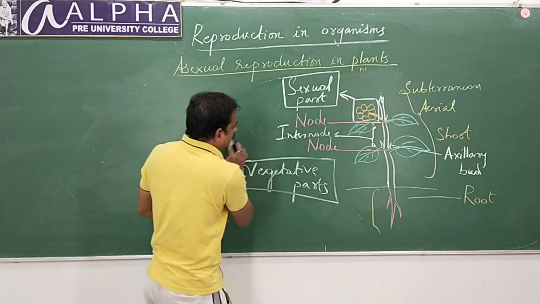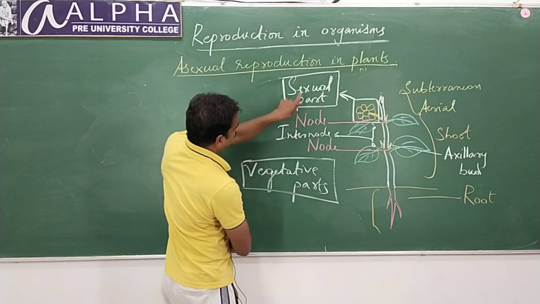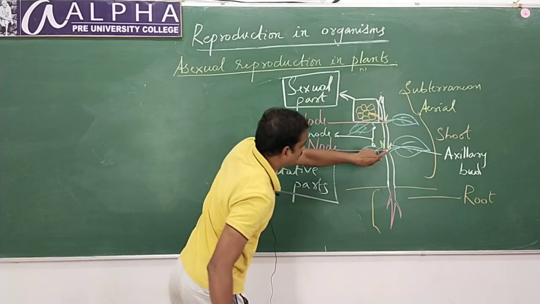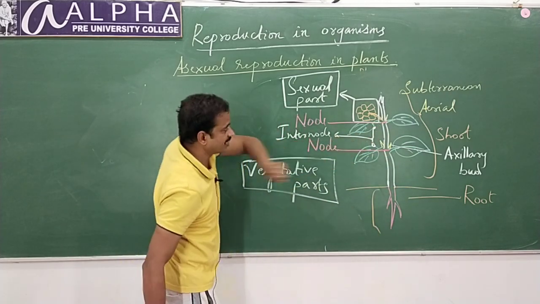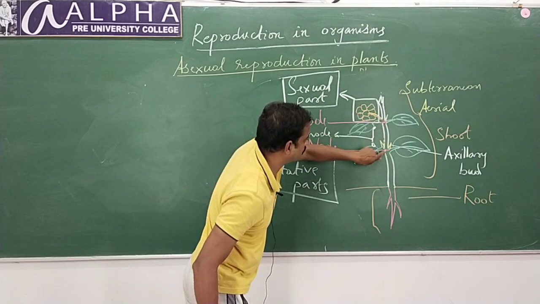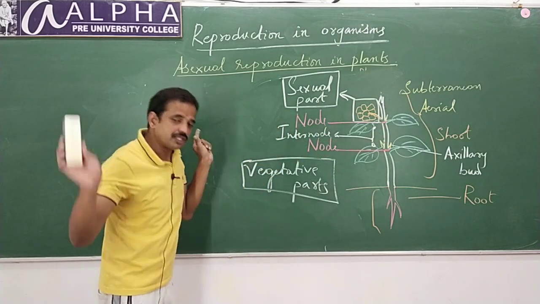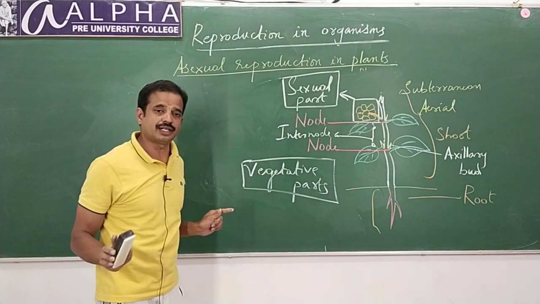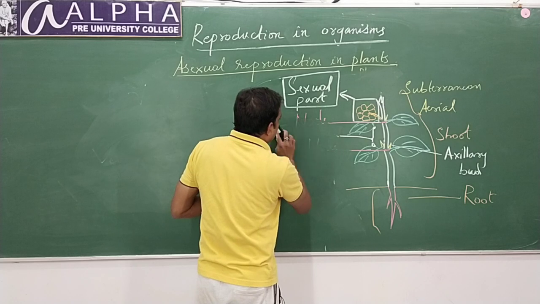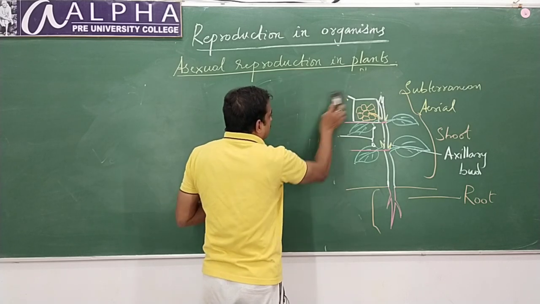Okay, it is clear for you. What is that sexual part, flower, and all the remaining part, vegetative part? It's clear for you. Nodal region where leaves arise, internodal region, the region of the stem between the two nodes, internode. It's all very much important to make you understand. Okay, so I will wipe off. You have all these in your mind, right?